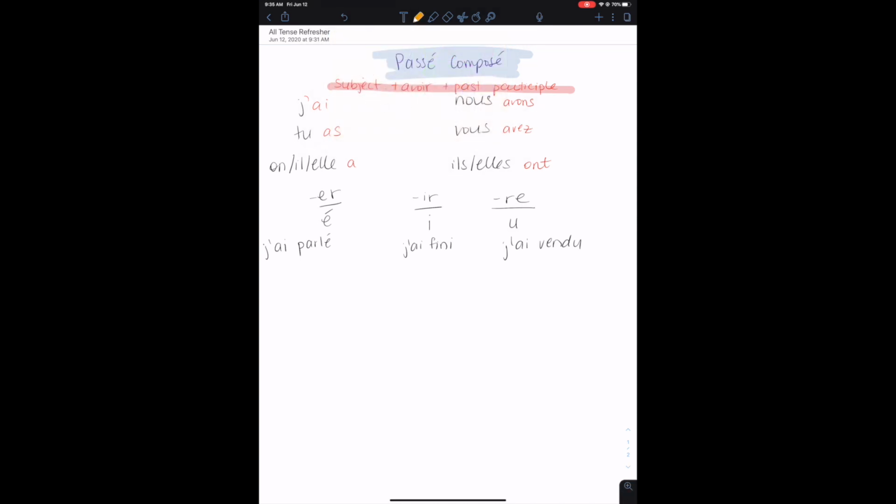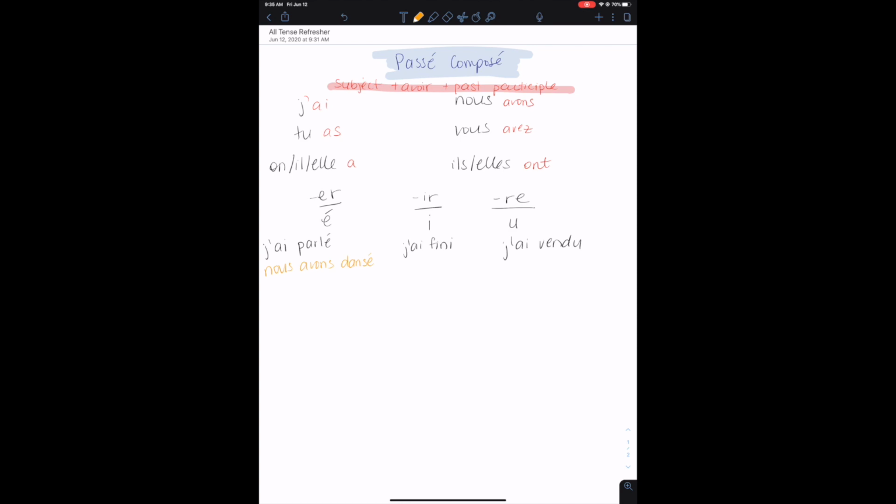So let's do nous. Another common er verb is danser. Let's say we danced. Nous avons dansé. So we have the er verb, we take off the r and we replace it with just the é avec accent aigu. So we danced last night, or had danced last night.